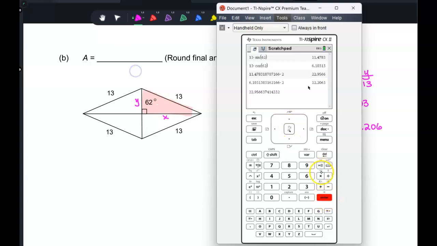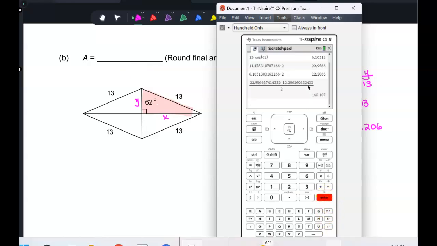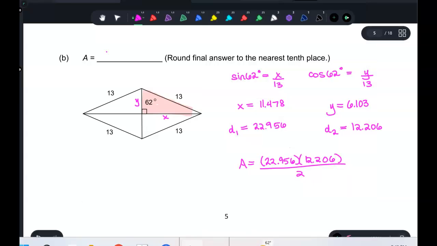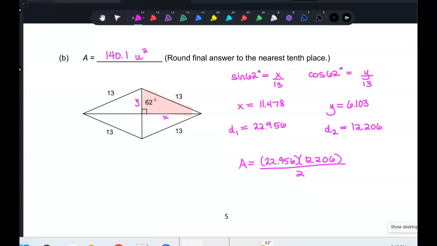Okay, so I'm going to take this answer times this answer, and I'm going to divide by 2. 140.1. Yeah, so when you rounded it to the 3 places, when I put it back in my calculator, not with the whole number, I got an exact number.